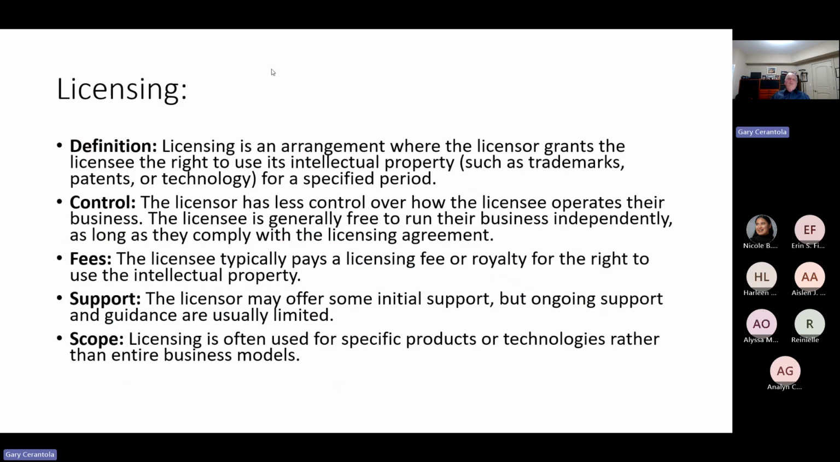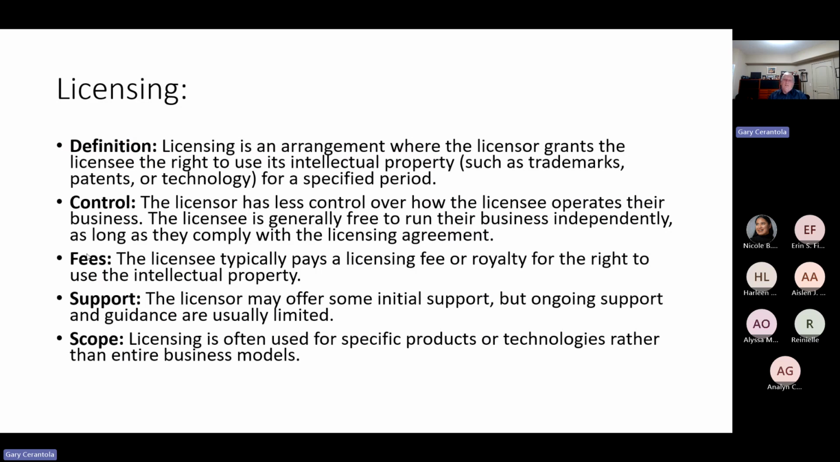Then there's licensing. If you take a look at Microsoft, right? They don't have an operation in France. They license the products to an agent in France, and that agent has full access to the French market. So it's the licensor, the people that own the technology, that license the rights to use the intellectual property, it could be trademarks, patents, technology, for a specified period of time. The licensor has less control over how the licensee operates, right? But the licensee typically pays a licensing fee.